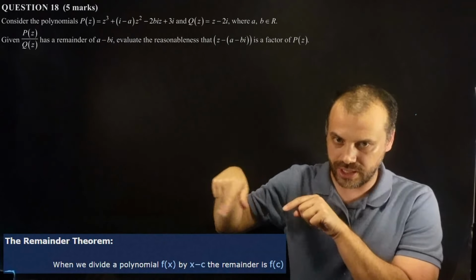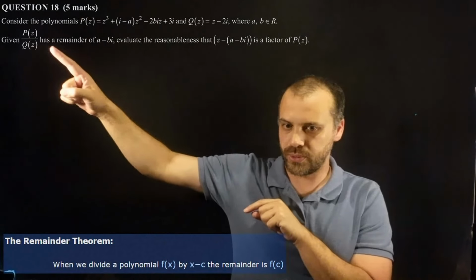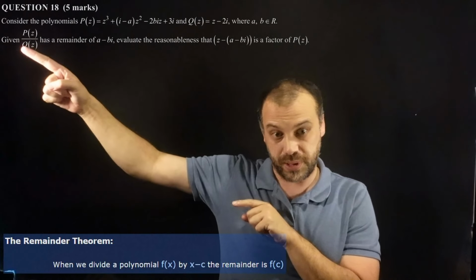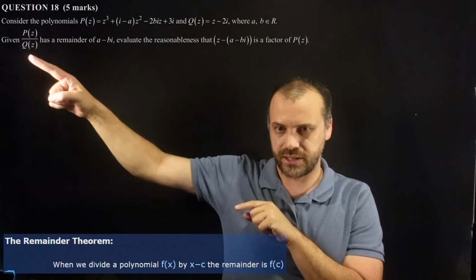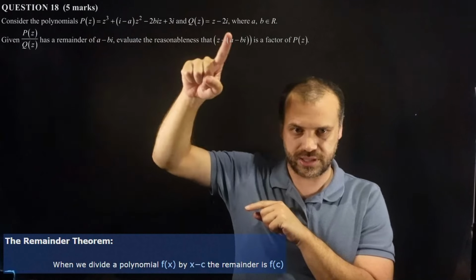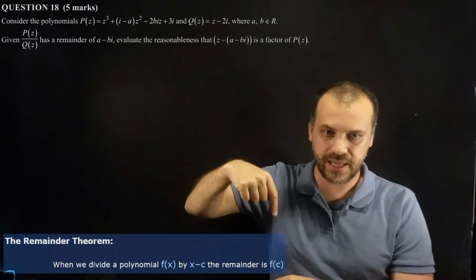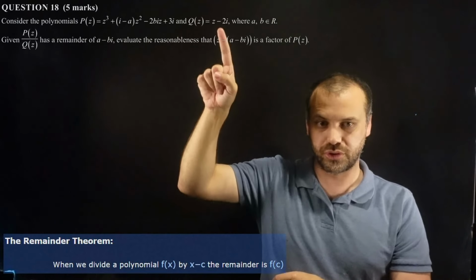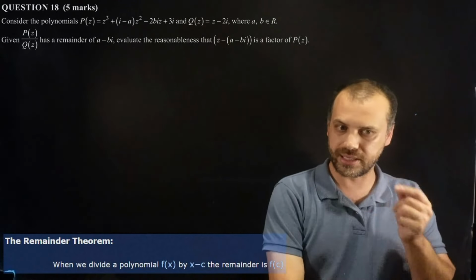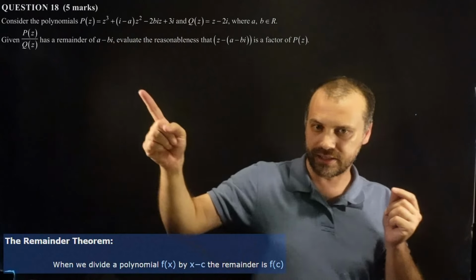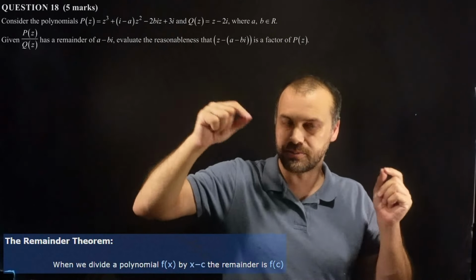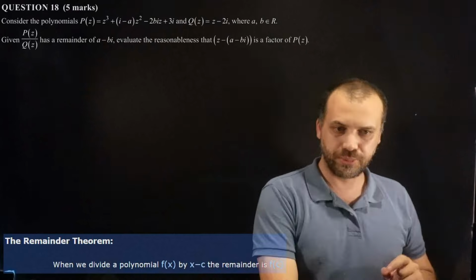Now, with regards to this question, when we divide a polynomial p of z by q of z, which in this case is z minus 2i, the remainder is p of 2i. The remainder is p of 2i. And it says that the remainder is a minus bi. So, let's put that all together.